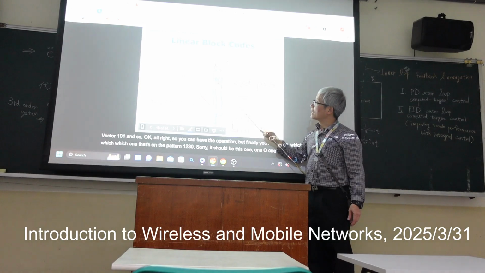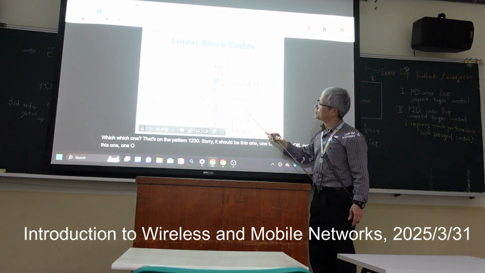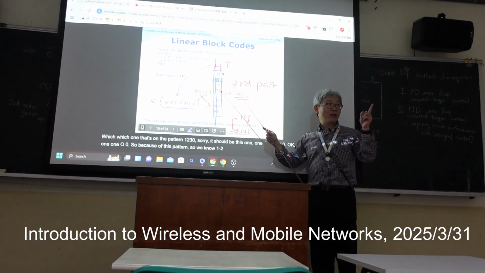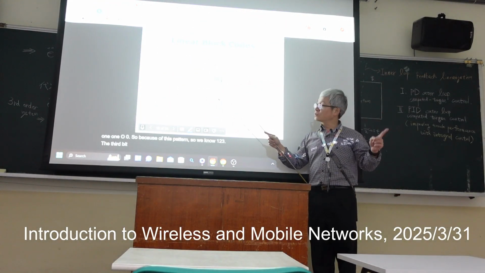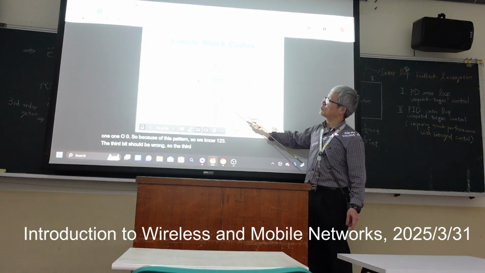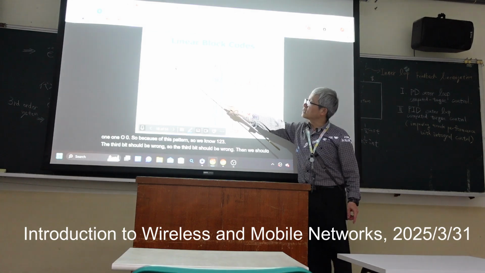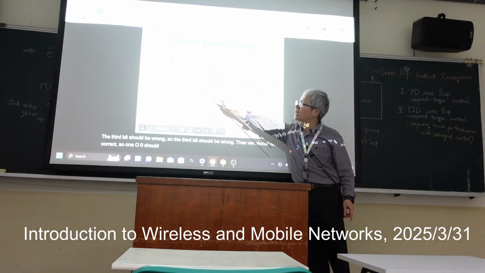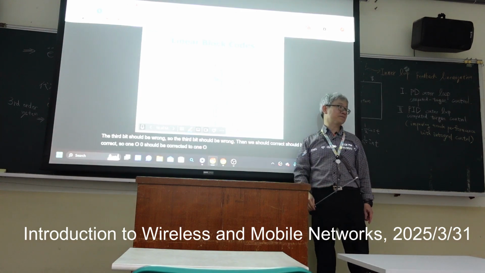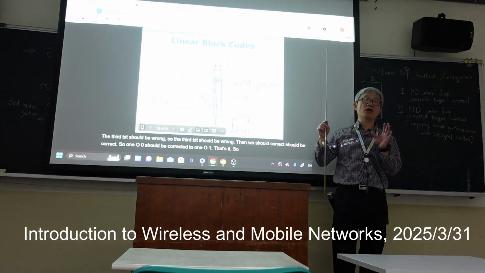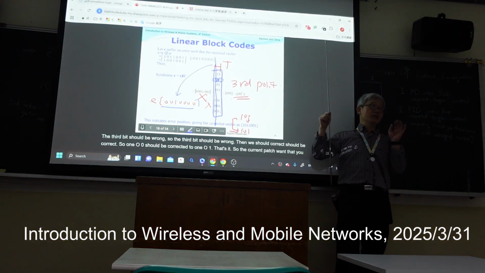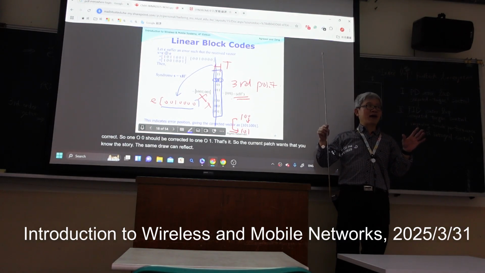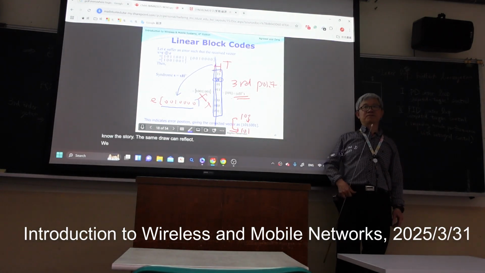Not this one. Because of this pattern, so we know 1, 2, 3. The third bit should be wrong, then we should correct. So 100 should be corrected to 101. That's it. So the pattern wants to tell you the story: the syndrome can reflect where we have errors.